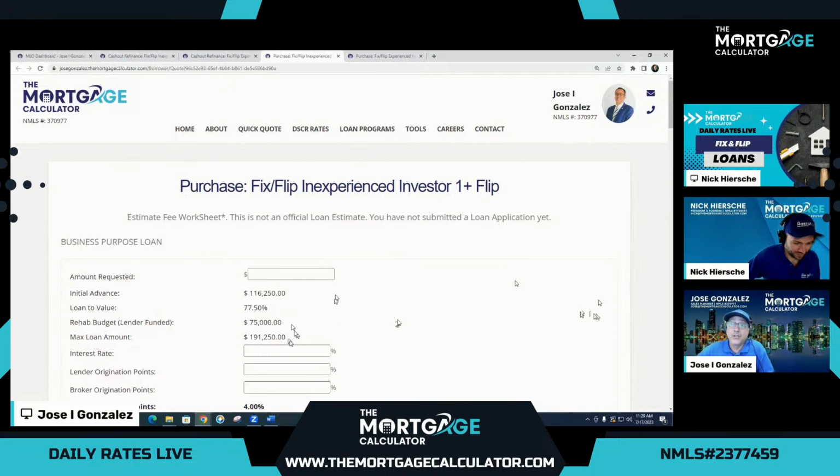191,250. So they are considering 100% of the rehab because they still consider it. There's a lot of meat on those bones, but due to the inexperience level of the flipper, they want the flipper to have a little bit more skin in the game. So they reduce the initial advance to 116,250. So you see now, instead of being 85%, it's 77.5% on the initial advance, but 100% of the flip.